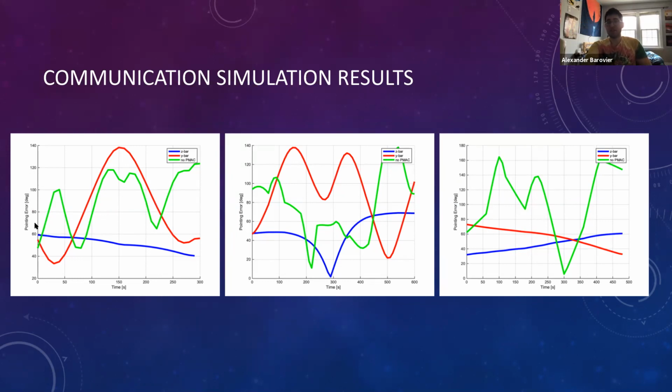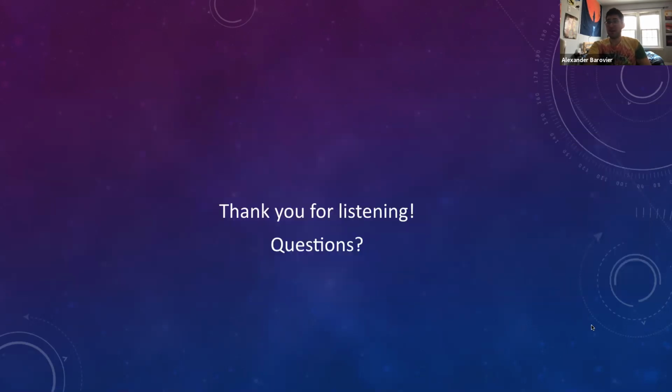So this is an east pass, a west pass, and a pass that's almost directly overhead. Directly overhead, you can see we actually get really good communication. The pointing error angle drops to pretty much zero, and it's a lot lower than the other cases for the east and west passes. Yeah, so that's all I had for today. Thanks everyone for listening. Does anyone have any questions?